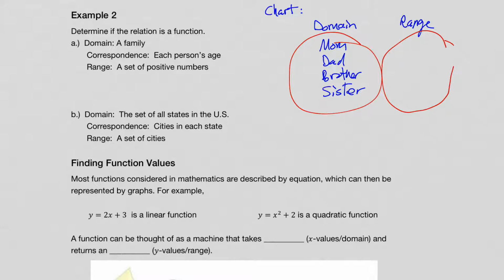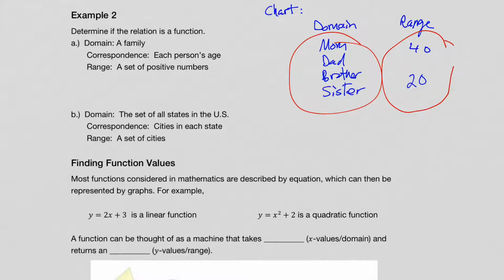Is it possible that they all have a different age? Yes. Is it possible that mom and dad have the same age? Yeah. So let's make this a little bit more interesting. Sometimes the mom and dad have the same age, my bad. And is it possible that they had twins? So let's say the brother and sister are both 20 years old.